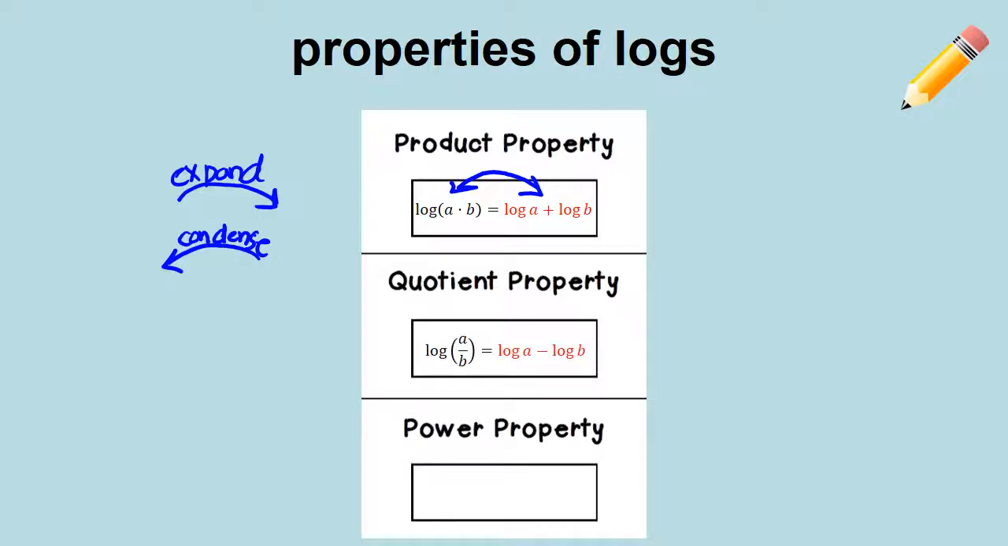The quotient property. Pause this if you need to before we continue. The quotient property shows that division converts to subtraction or subtraction to division. Notice that the value in the numerator becomes your first value, and the value in the denominator is your second value.